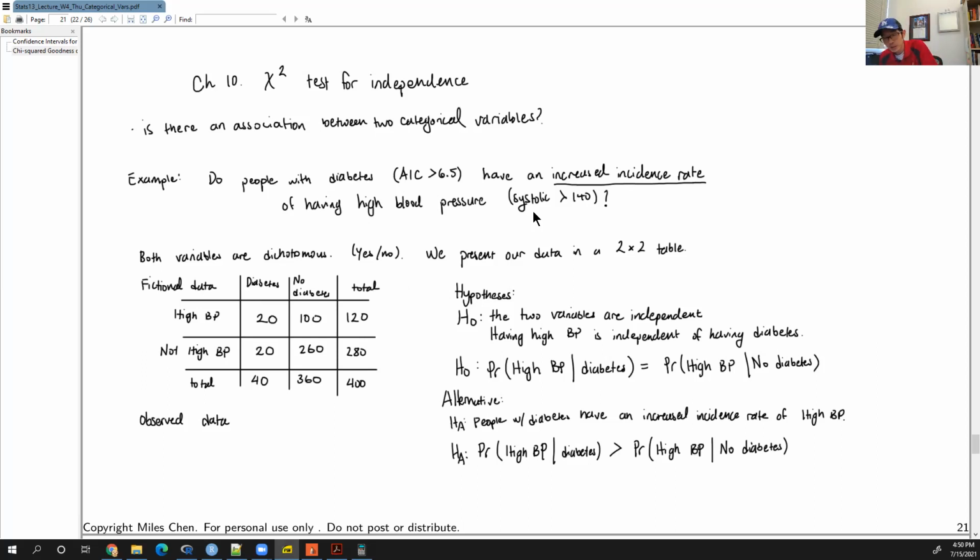Now we have to be careful with the way we phrase our question. We don't want to say, does diabetes cause high blood pressure? Does high blood pressure cause diabetes, or something like that? We've got to be careful about using words like cause, because we cannot reveal that kind of information in a study like this, right? All we can say is that these medical conditions perhaps happen more frequently together, okay?